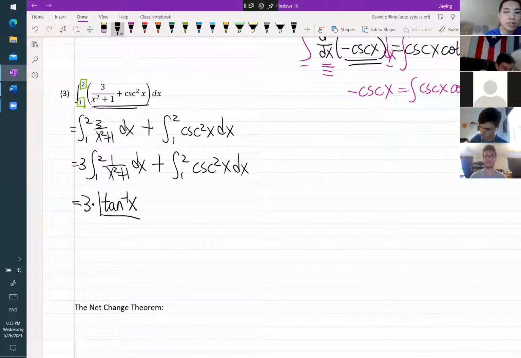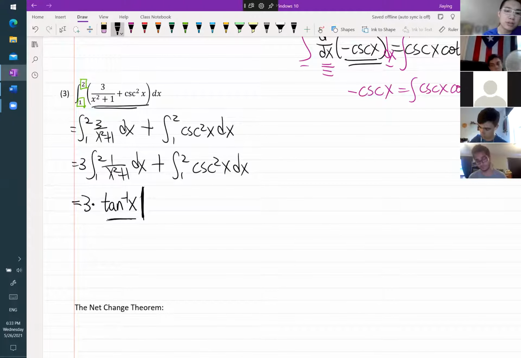But this function, this is the antiderivative, right? We need to evaluate this from 1 to 2. So I'm going to put a vertical line there. It means I'm going to evaluate this part. The 3 doesn't matter. You don't have to keep the 3 when you plug in value. You can just put the 3 outside. So I'm going to evaluate this from 1 to 2.